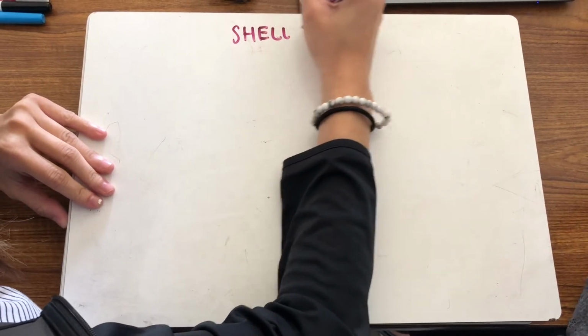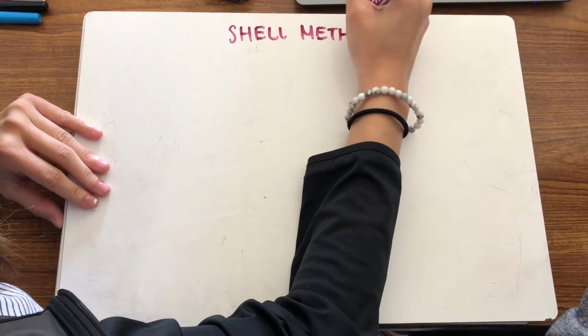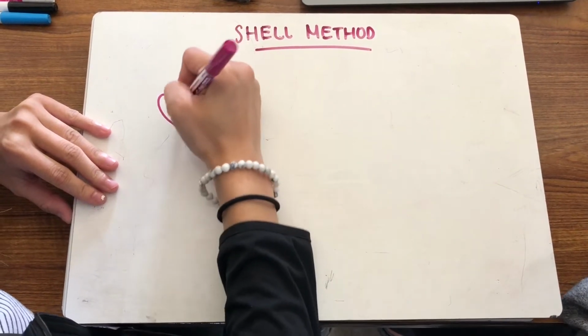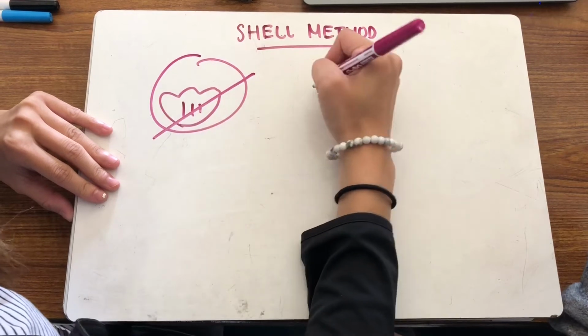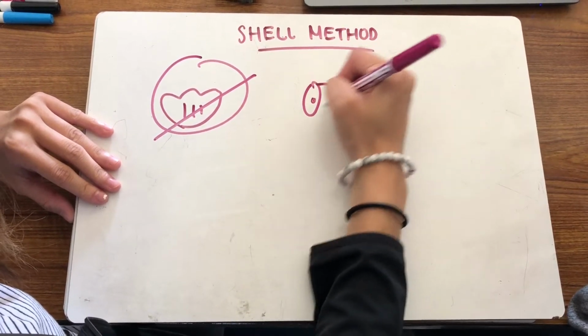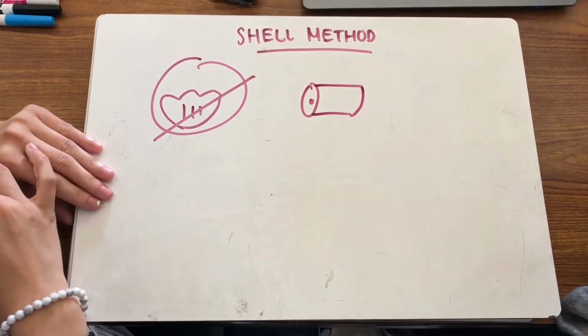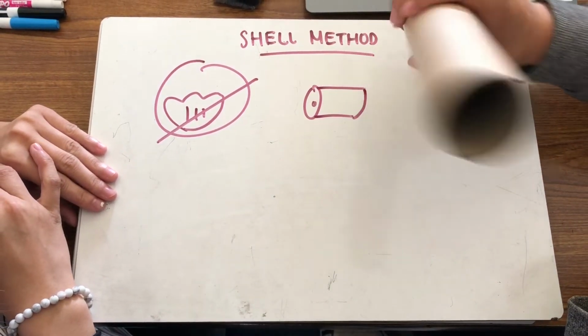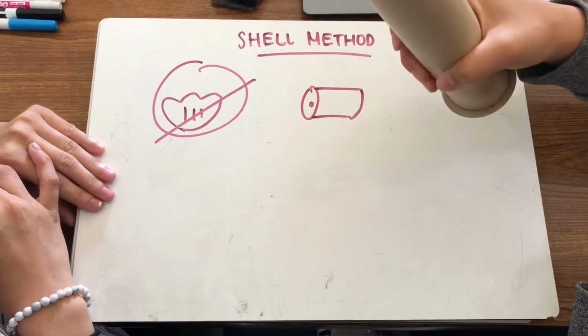Today we're going to talk about the shell method. But before we get to that, let's talk about shells. And no, we're not talking about the seashell ones. We're talking about the shape, the shell. It is basically a cylinder with a hole in it. And we can see in our regular calc class, we have one around the classroom. It looks like this.